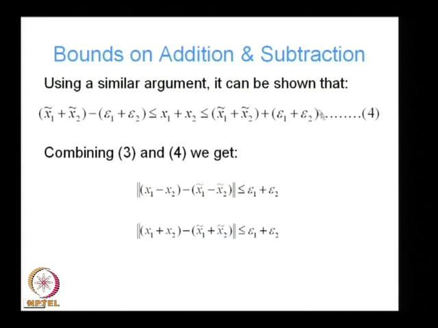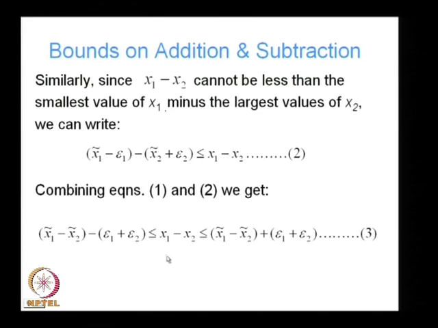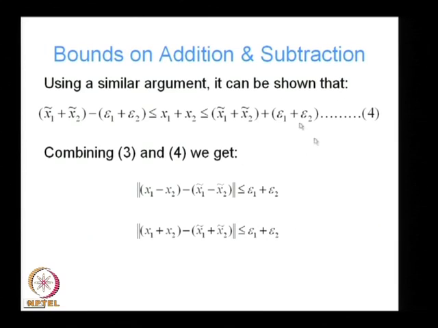Using a similar argument, now instead of considering subtraction, x1 minus x2, if we try to get bounds for addition, that is, bounds on x1 plus x2, by using a very similar argument we can show that x1 plus x2 is also bounded from below by x1 tilde plus x2 tilde minus epsilon 1 minus epsilon 2, and from above by x1 tilde plus x2 tilde plus epsilon 1 plus epsilon 2.